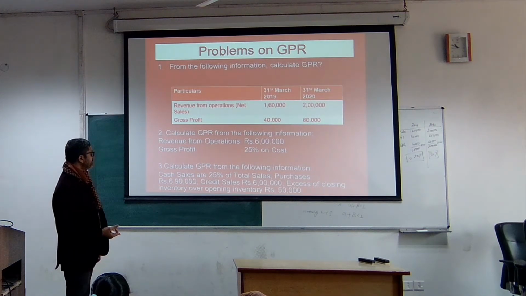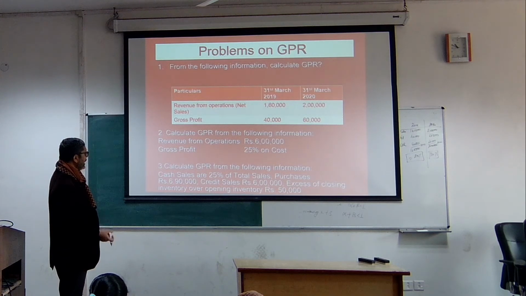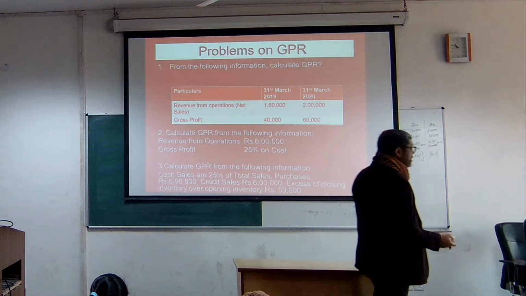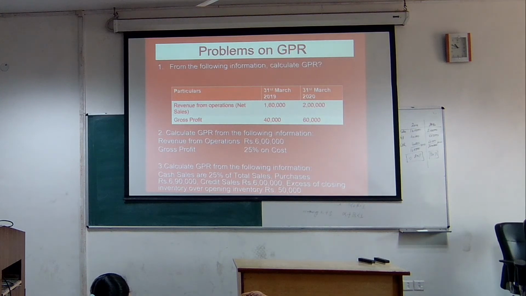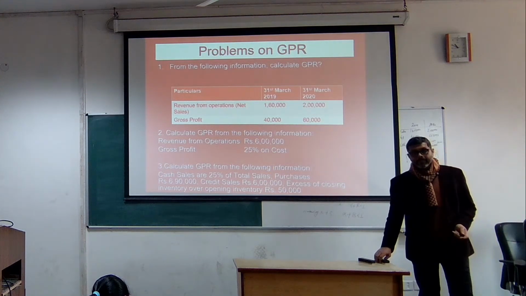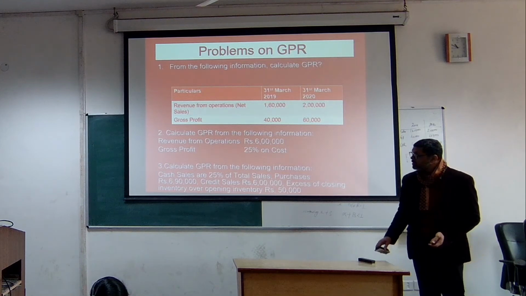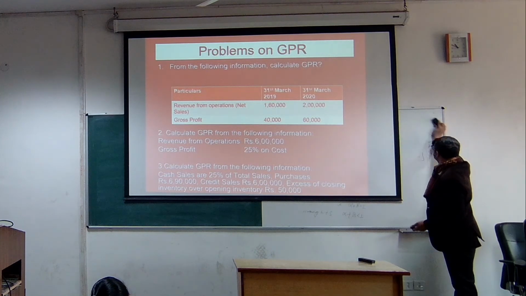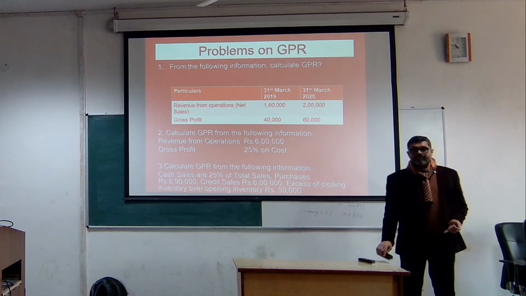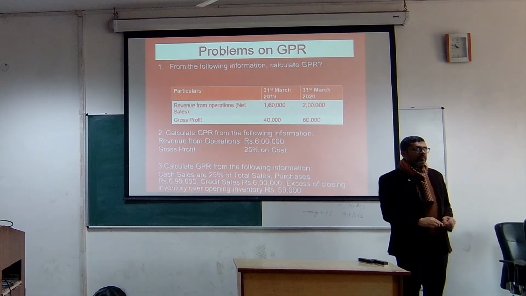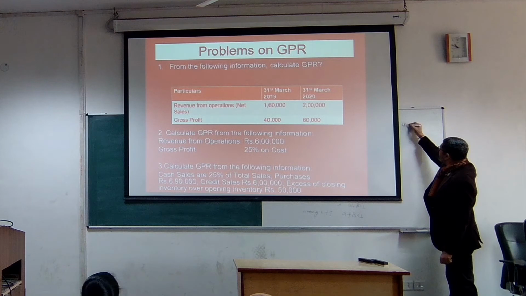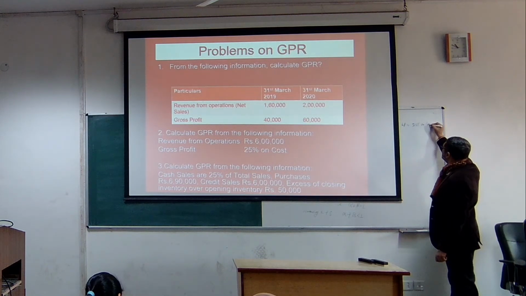Let's move down to the second one. You have a gross profit ratio we have to calculate. You have revenue from operation, that is net sales, and gross profit is already given, which is 25% on cost. Okay, gross profit is given, that is 25% on cost, right?